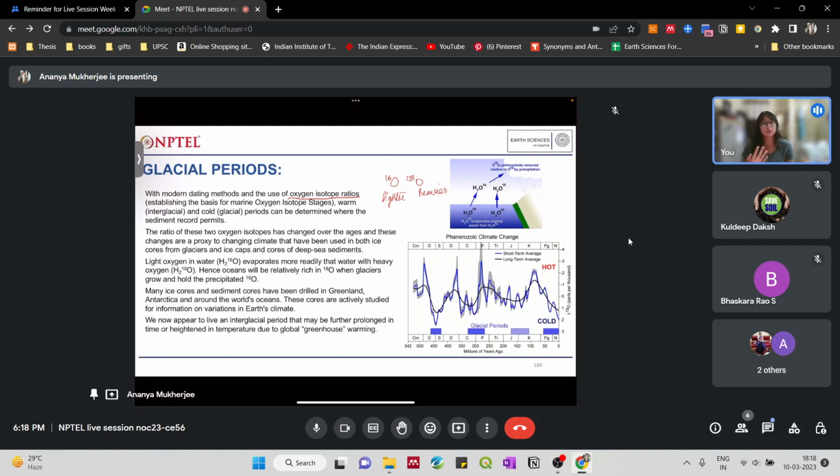So what is the mechanism to understand this? Light oxygen, O16, in water evaporates faster than O18 in the water.